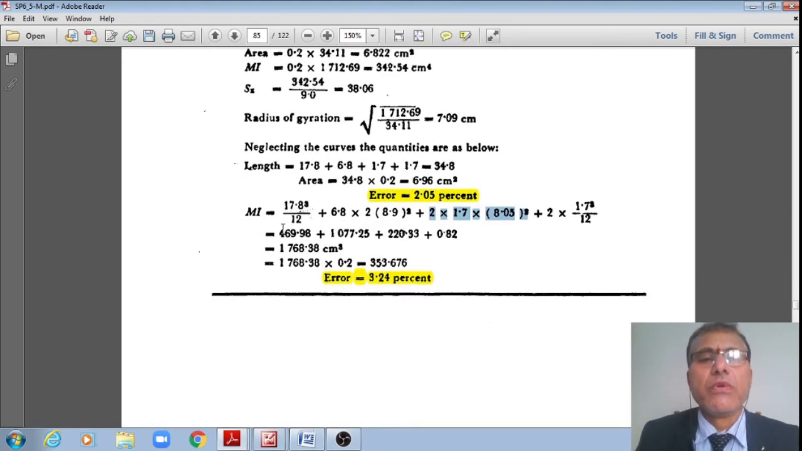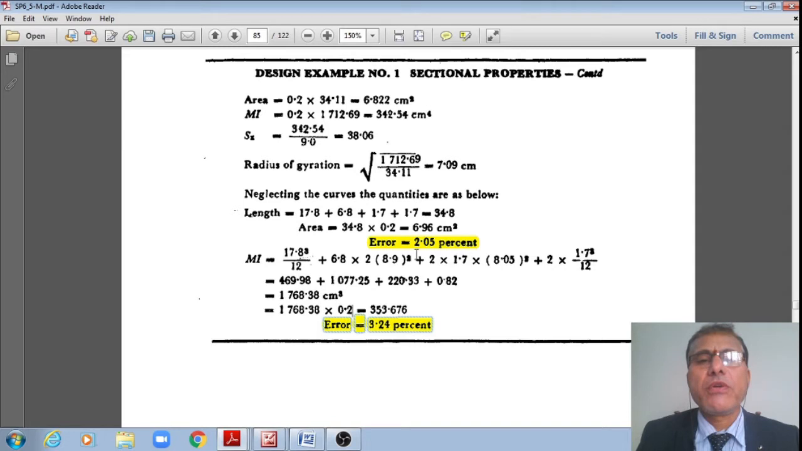Therefore, that is how the moment of inertia per unit thickness works out to 1768.38, whereas if I multiply with that thickness 0.2, now I'll get the moment of inertia as 353.67 centimeter to the power 4. By taking the exact shape with curved shapes, I got the moment of inertia as 342.54. Therefore, the error is equal to (353.61 minus 342.54) divided by 342.54. It works out as 3.24 percent error.